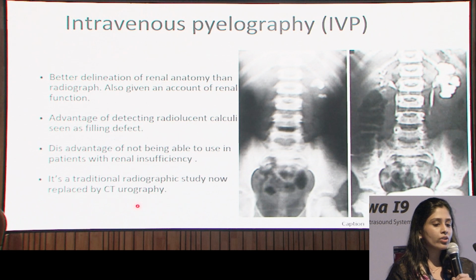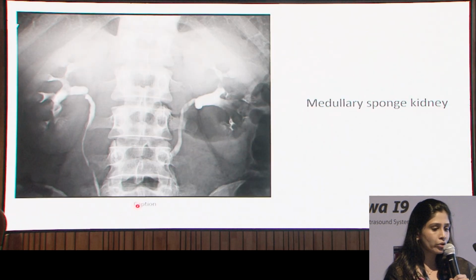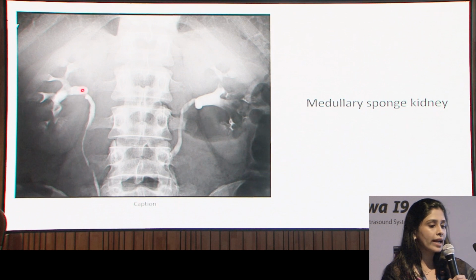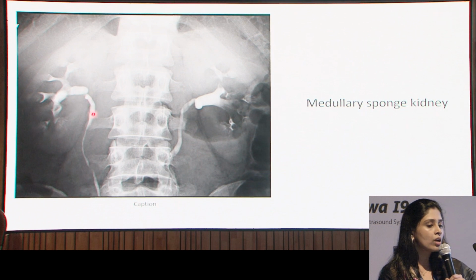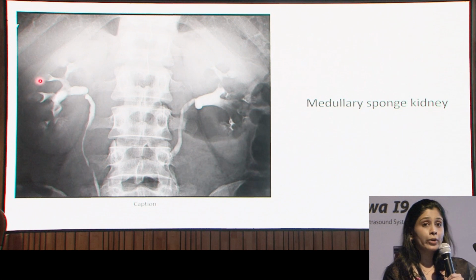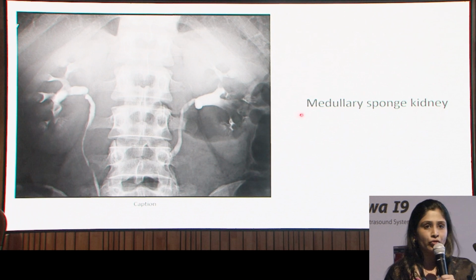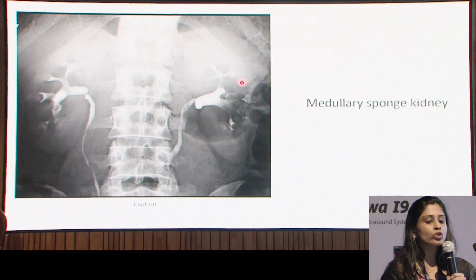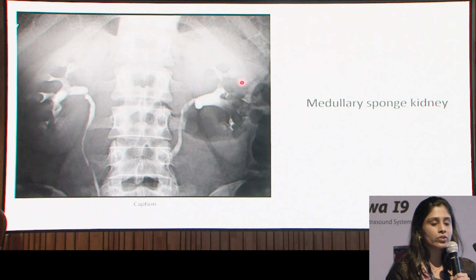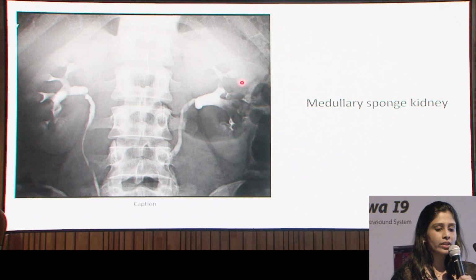So here we see contrast within the calyceal system down into the ureters. Alongside we also see dilated ectatic collecting tubules which contain contrast. So this gives an appearance of a paintbrush or bouquet of flowers. This is seen in medullary sponge kidney. Why it is important is because these ectatic collecting tubules can often result in stasis of urine and that can result in urinary stone formation. About 80% of medullary sponge kidneys are associated with medullary nephrocalcinosis.